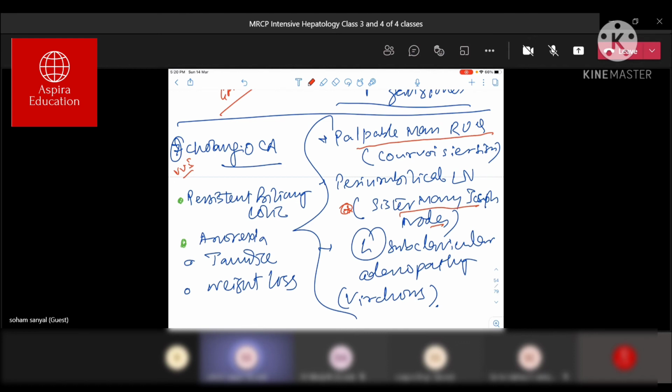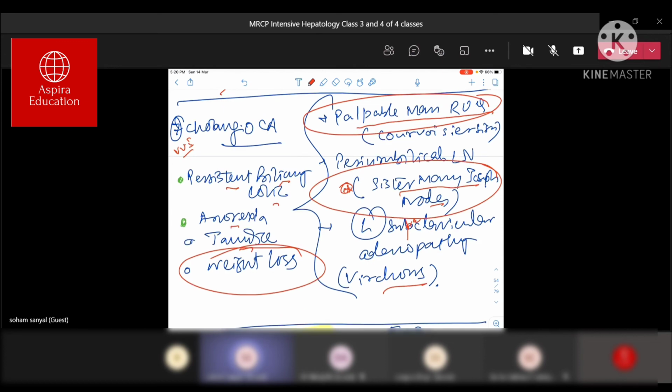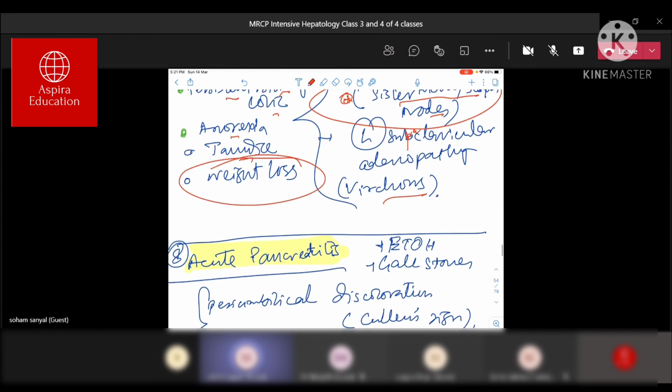We can find the Virchow node in the left supraclavicular region, and we can also find persistent biliary colic, anorexia, jaundice, and a history of significant weight loss. So whenever they say palpable mass in the right upper quadrant and Sister Mary Joseph node, there is high probability that they are talking about cholangiocarcinoma. This question, number 7, is extremely important. We will also cover them in the question answer pattern.